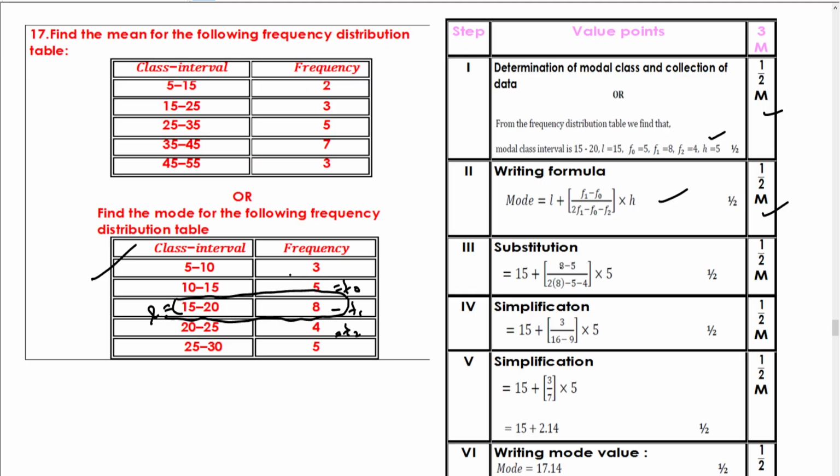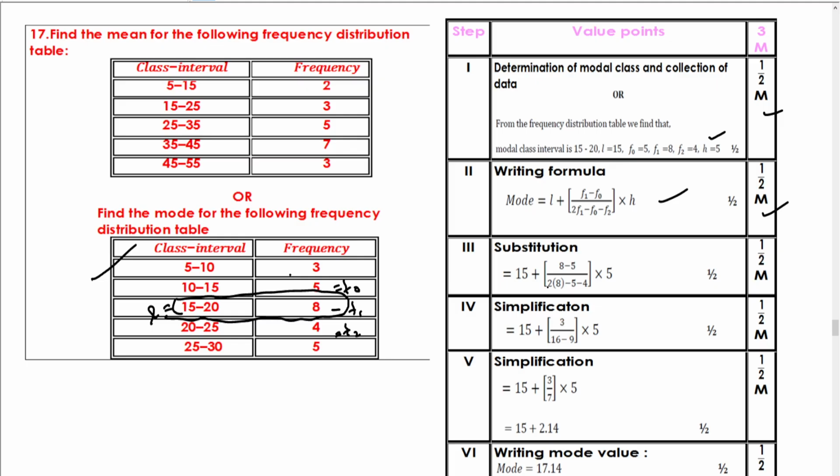F1 is how much? 8 minus F0 5 upon 2 times F1. F1 is 8. Carefully write, minus F0. What is F0? F0 is 5. What is F2? F2 is 4. Now we'll start: 15 plus 8 minus 5 is 3.